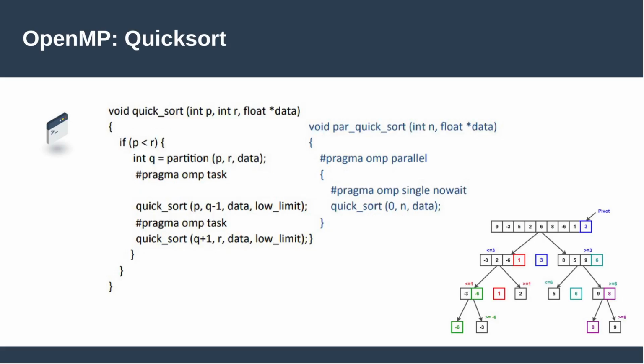Quicksort is a highly efficient sorting algorithm using a divide-and-conquer approach. It selects a pivot element and partitions the array into two subarrays, sorting them recursively. OpenMP can parallelize this process by concurrently sorting subarrays, significantly improving performance on multi-core systems.